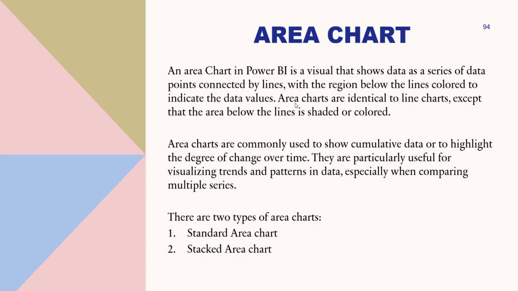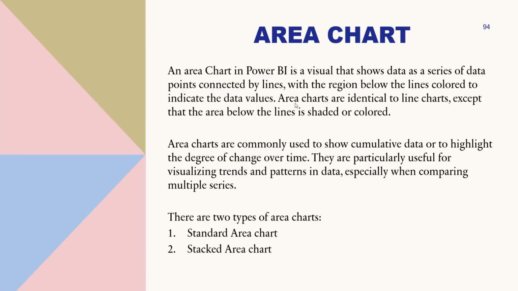An area chart in Power BI is a type of visualization that displays data as a series of data points connected by lines, with the area below the lines filled with color to represent the data values. Area charts are similar to line charts but with the area below the line shaded or colored. They are typically used to represent cumulative data or to emphasize the magnitude of change over time. They are particularly effective for visualizing trends and patterns in data, especially when comparing multiple series or categories.